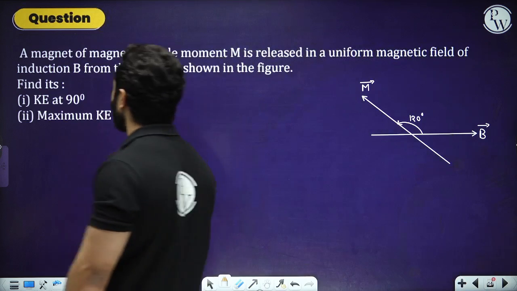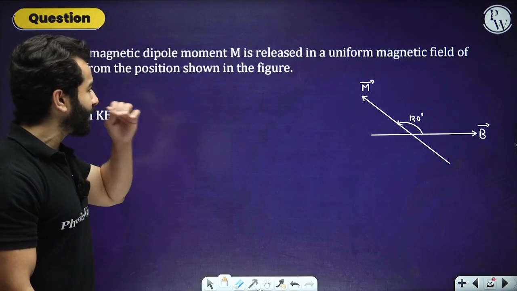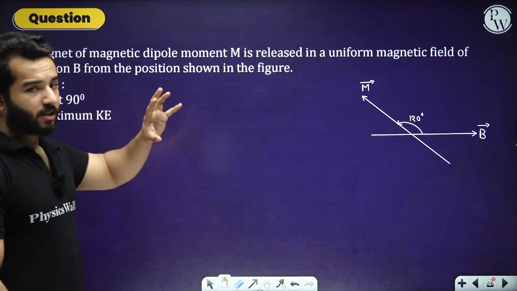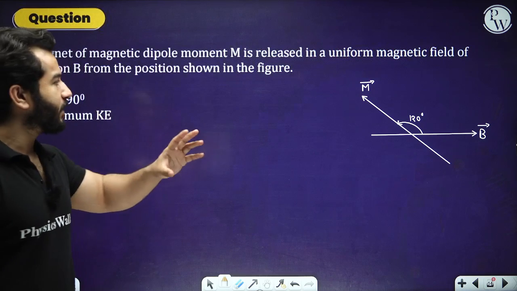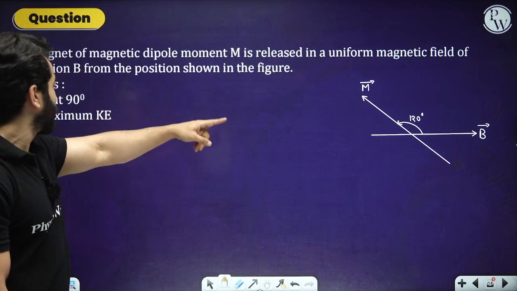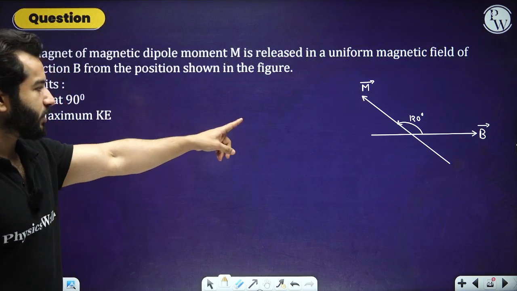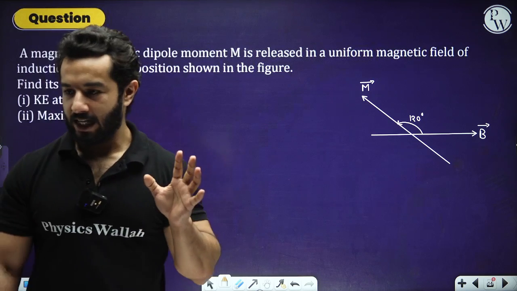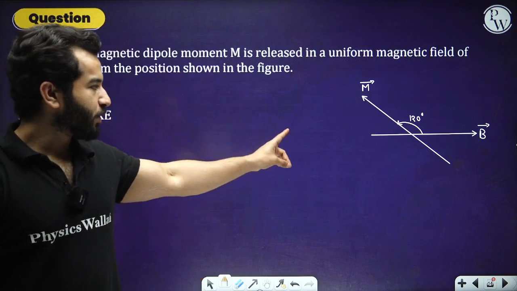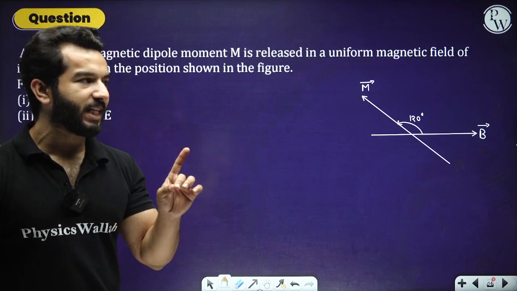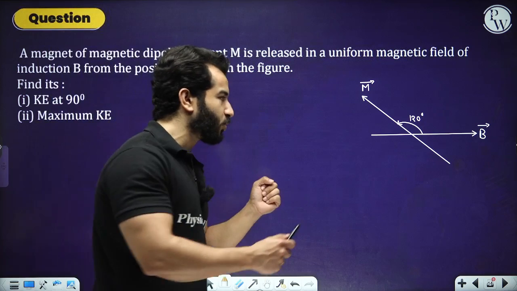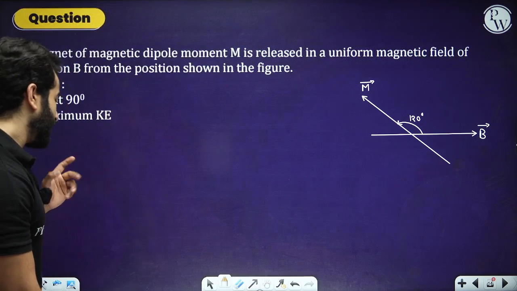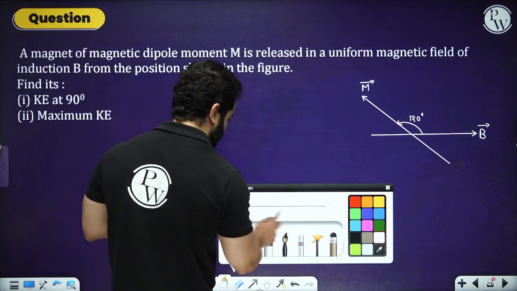Now let's move to the next question. A magnet of magnetic dipole moment M is released in a uniform magnetic field of induction B. Magnetic field of induction is just magnetic field intensity B. From the position shown in the figure, we have to find the kinetic energy at 90 degrees. It has been released from this position, and when it makes an angle of 90 degrees, because the magnetic moment will try to rotate the bar magnet, we have to find the kinetic energy at 90 degrees. So see how to do problems like this.